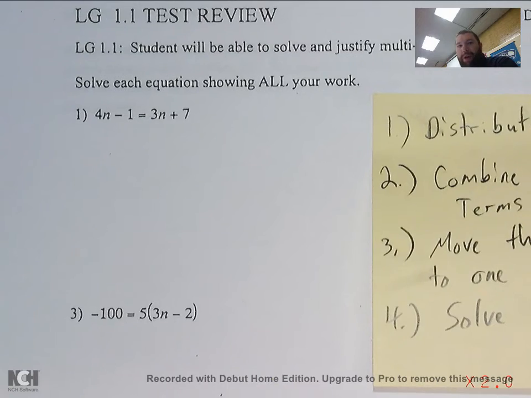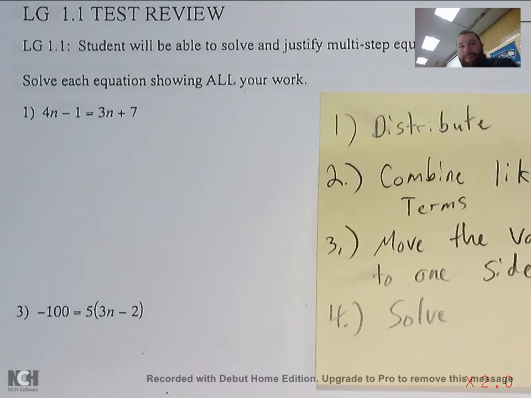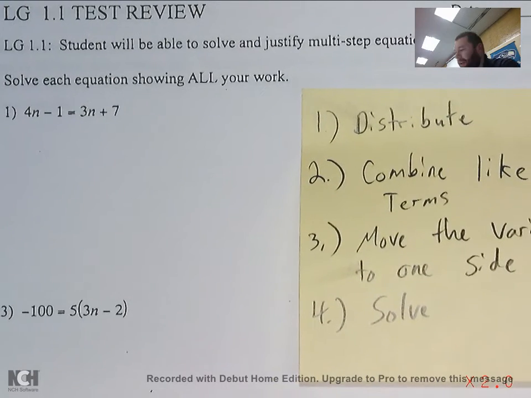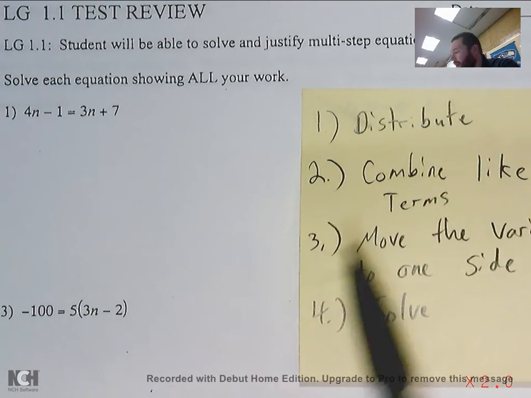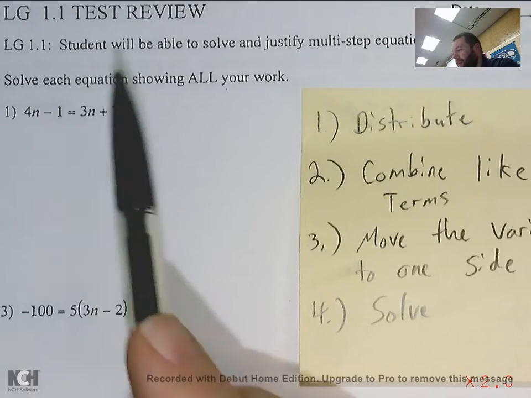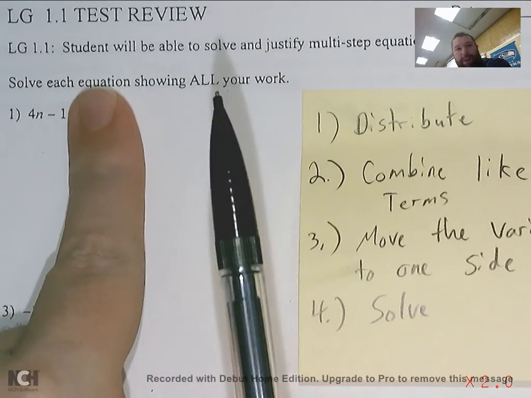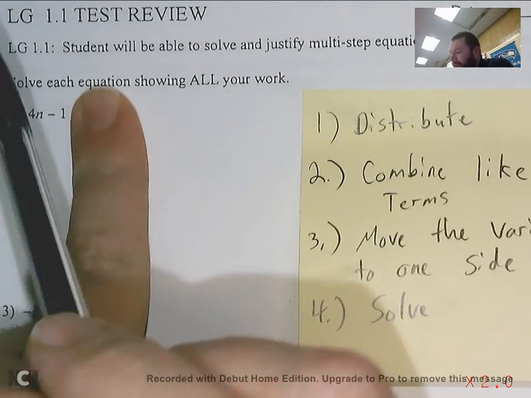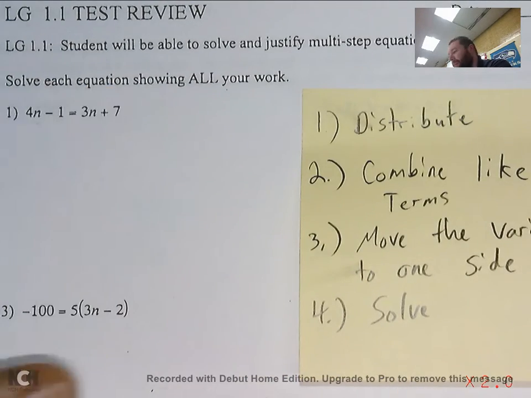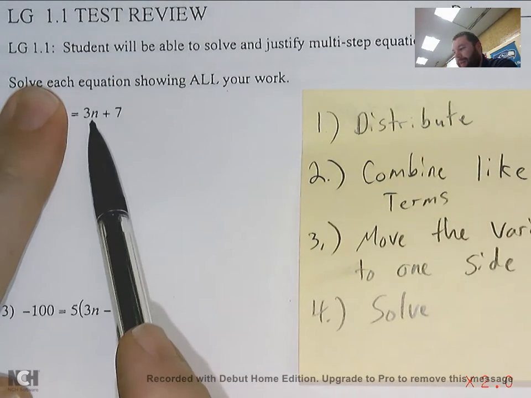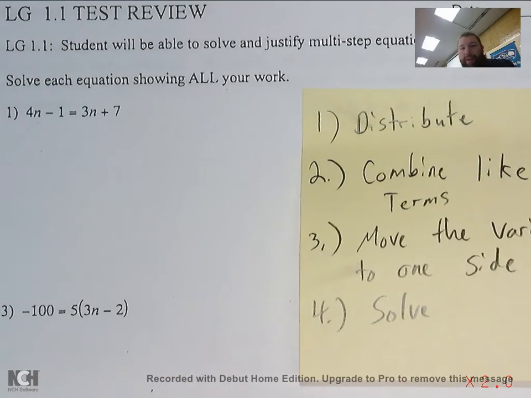So number 1, looking at our steps, first thing is we're going to look, is there anything to distribute? No. So we move on to our next step. Are there any like terms? When we're looking for like terms, we're going to look at just one side of the equal sign. I have a variable and a number. Those are not like terms, so I can't combine them. And same right here, a variable and a number, so no like terms here.